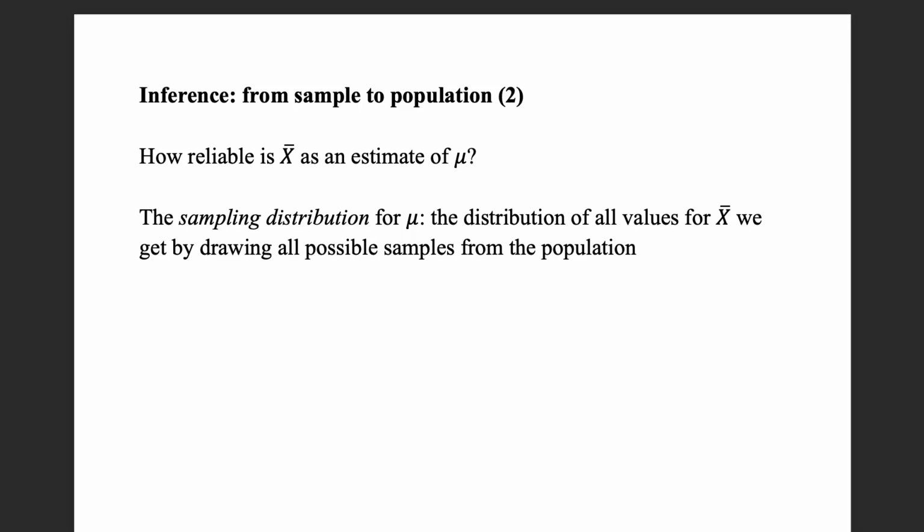If we're talking about the mean, we can say the sampling distribution for our population mean mu is the distribution of all values for the sample mean we would get if we would draw all possible samples from a population. So let's say there are, I think, 183 students registered in this course at the moment.